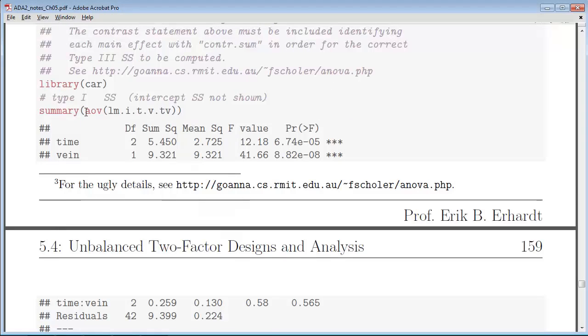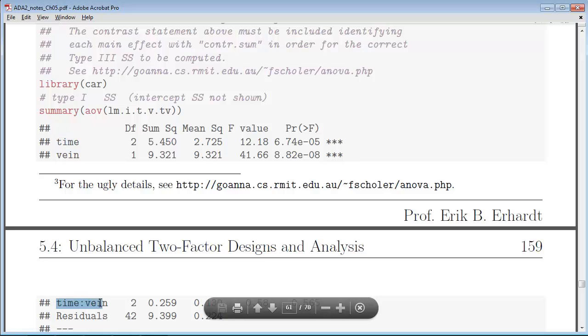So summary of the ANOVA object by itself will give you, by default, the type 1 sums of squares. Type 1 sums of squares is sequential. That means that time appears first in this case, and so this sums of squares is how much variability does time account for over and above just the intercept or the grand mean. Then after time is in the model, we add vein. So vein is asking what's the sums of squares accounted for by vein after already accounting for time.